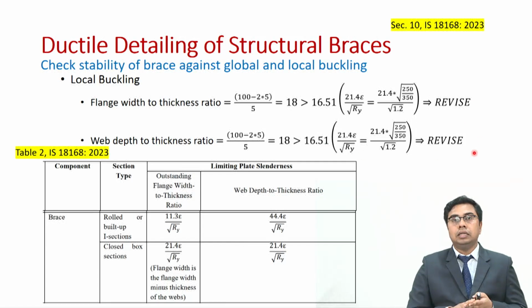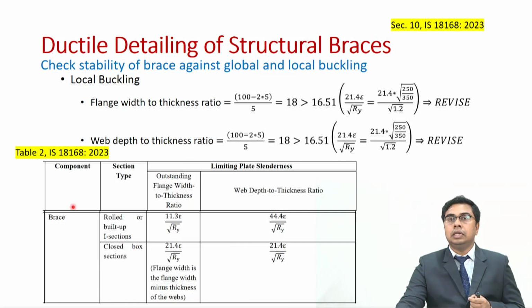So, once we find that this base section is inadequate against local buckling, what does it mean? It means that the thickness of the cross section needs to be increased. If we increase the thickness of the cross section, then what will happen? This denominator will increase, which will reduce this one. So, we want it to be lesser than 16.5. That is the way you tackle this local buckling.